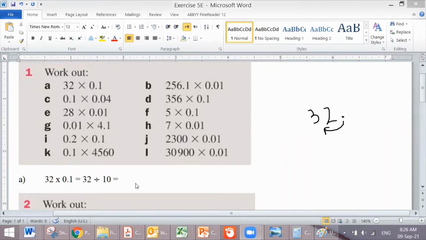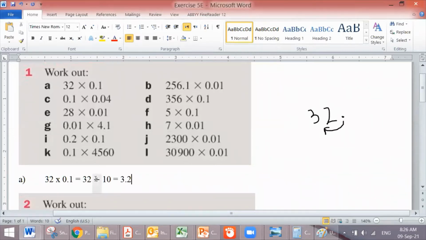So this one is easy. 32 divided by 10 will be 3.2. I will imagine that 32 has a decimal point at this place, so I can write 32 as 32.0. This decimal point will move one value to the left. Okay. Next question is part B.